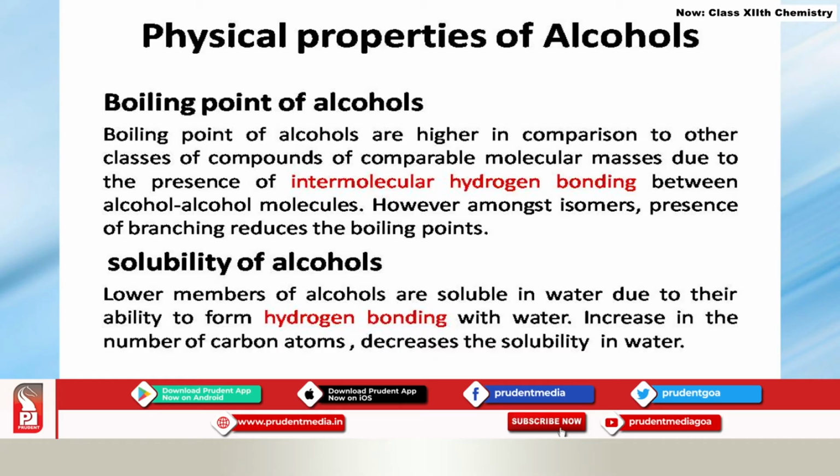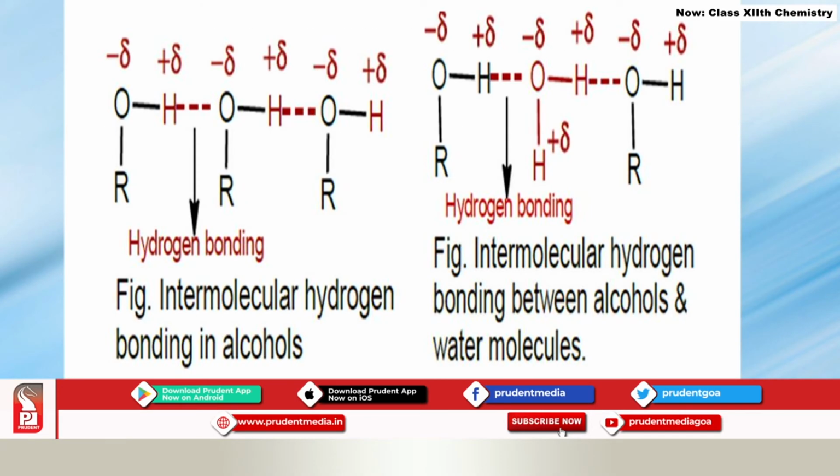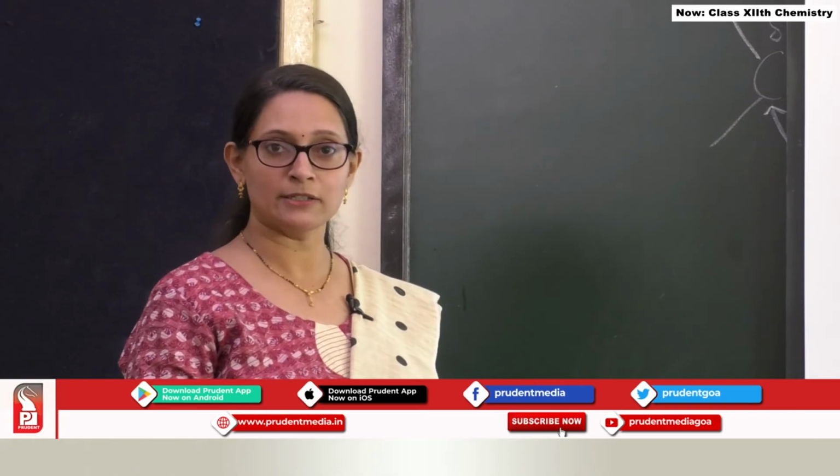Similarly, solubility of alcohols in water is also due to intermolecular hydrogen bonding of alcohols with water molecules. In this particular picture we can see that there is intermolecular hydrogen bonding between one alcohol molecule and another alcohol molecule. This makes their boiling point quite high. In this particular picture there is intermolecular hydrogen bonding between alcohol and water molecules, which is responsible for the solubility of alcohols in water.